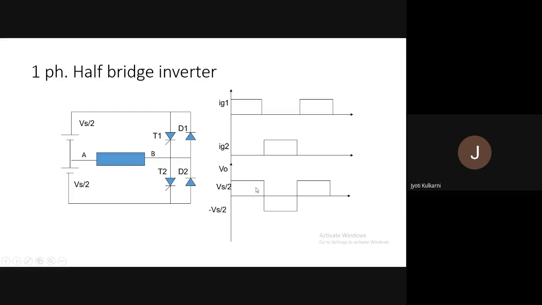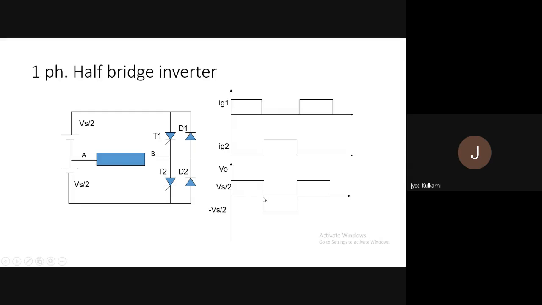Because of this operation, one part has given the positive half cycle and the other part has given the negative half cycle. It means I am getting an alternating supply. Just see, for some duration it is positive, for some duration it is negative. So even though the input is a battery, even though the input is DC, I am getting the output alternating. One part positive, another part negative. So this is called a square wave output.